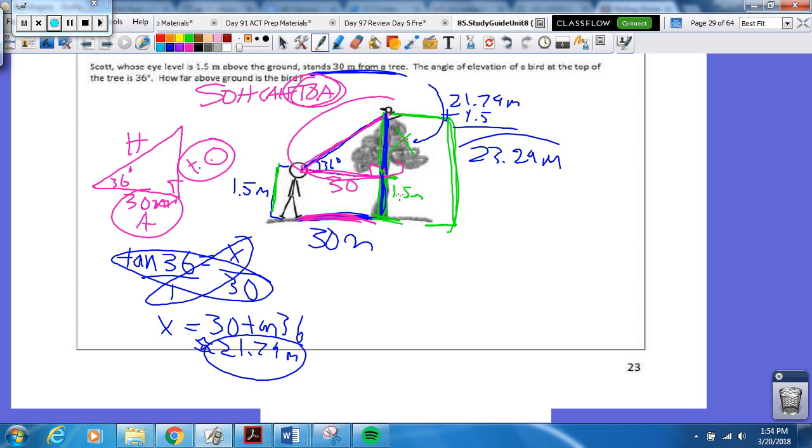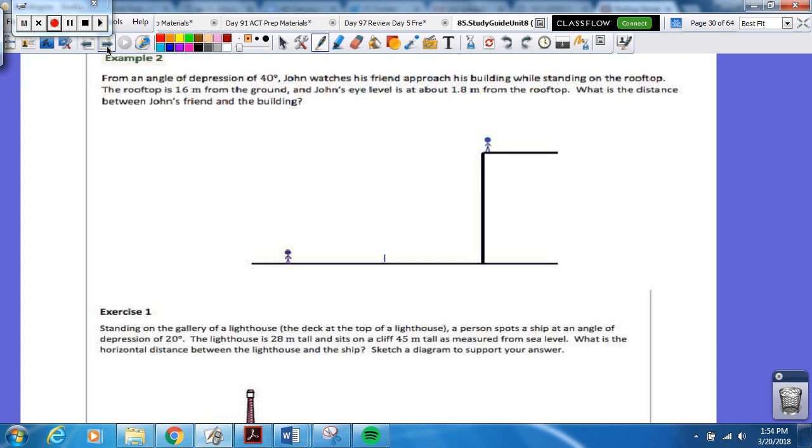23.29 meters above the ground. There you go. So we got it. Want to see that again? Yeah, let's see another one right here.